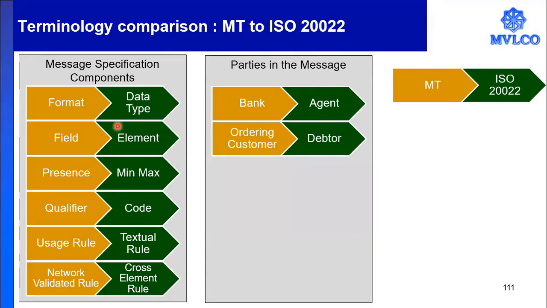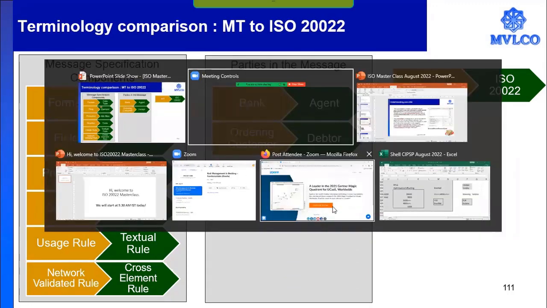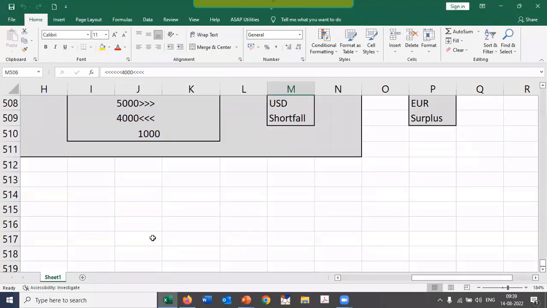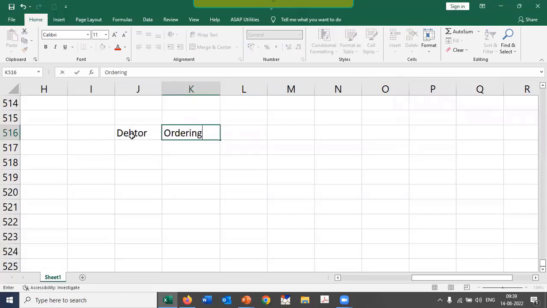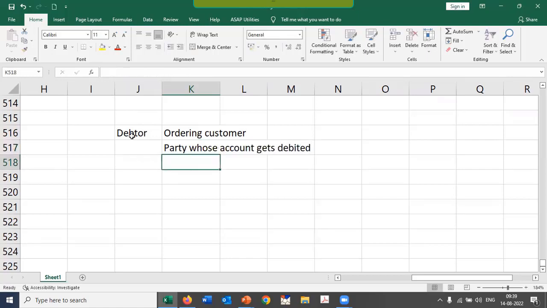Here is where I'd like to take a pause and move that to my Excel sheet to give you a little more thought on that. When I speak about a debtor, we'll not only call debtor as the ordering customer. My definition of debtor will include not only the ordering customer, but also the party whose account gets debited at the debtor agent bank. So this is the definition you have to keep in mind. Party whose account gets debited is the debtor.